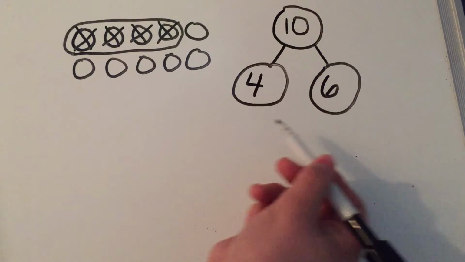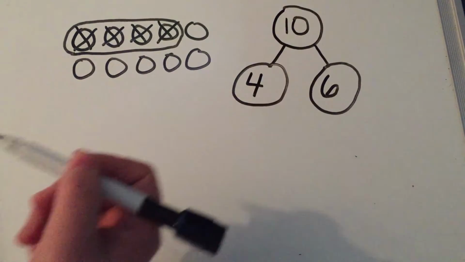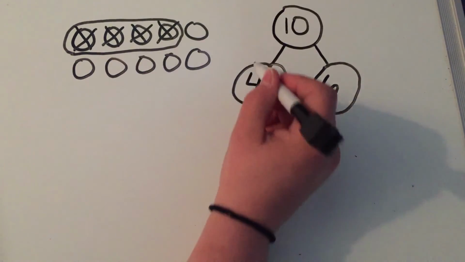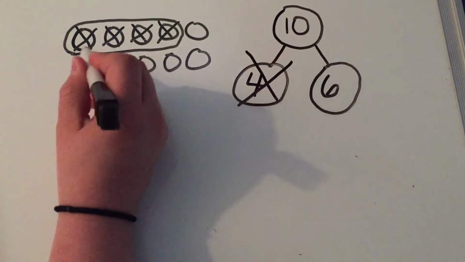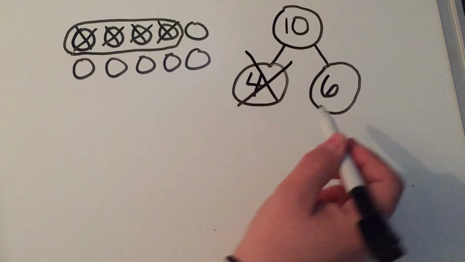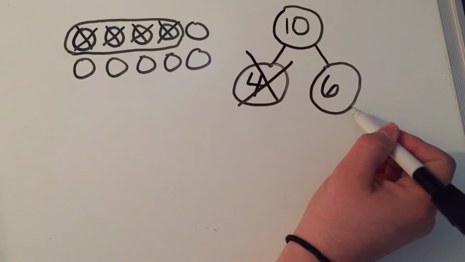Which of these numbers tells us about what we're taking away? What peaches were not ripe? 4. Remember, we crossed the 4 peaches out because they were not ripe. They weren't ready to eat. And we wanted to know how many peaches were ready to eat. So we had 6 peaches ready to eat.